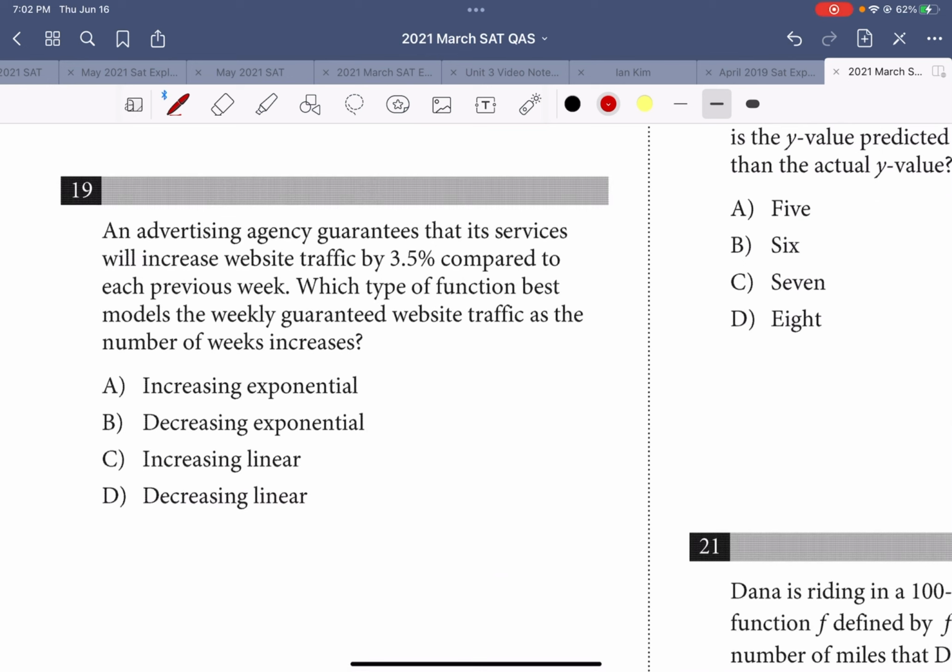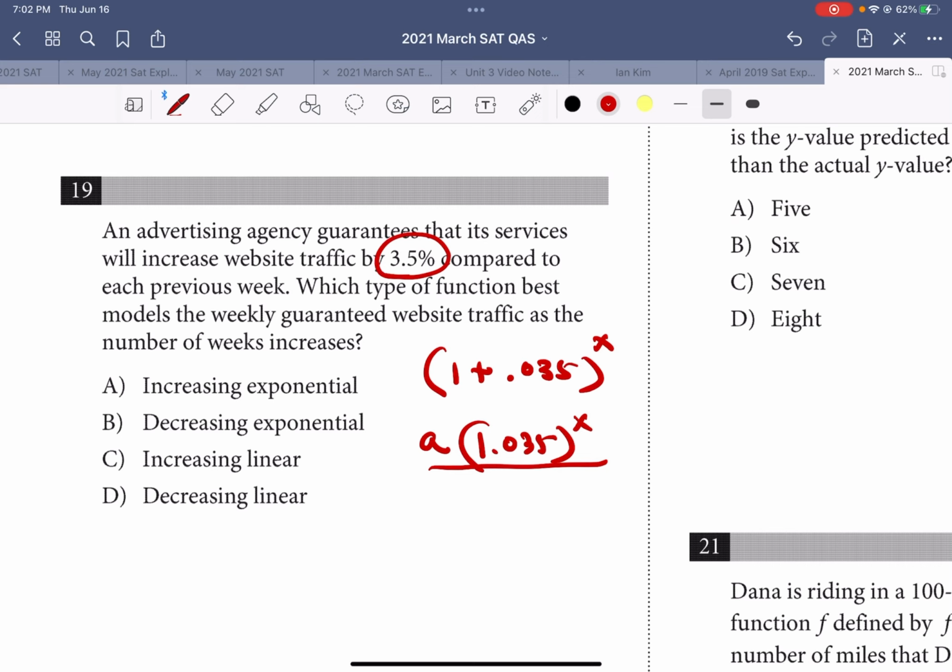Number 19. An advertising agency guarantees each week it will increase website traffic by 3.5% compared to each previous week. So which type of function best models the weekly guaranteed website traffic as the number of weeks increases? So it'll increase 3.5%. So 1 plus that percent in decimal, 0.035, right? And then each week, let's say the number of weeks is x. So you should get 1.035 to the power of x, whatever the initial value. Okay, so that is the expression.